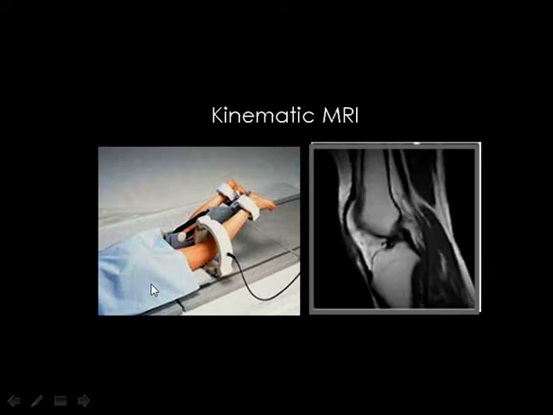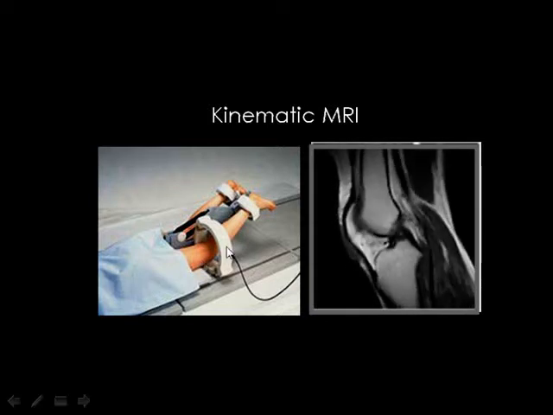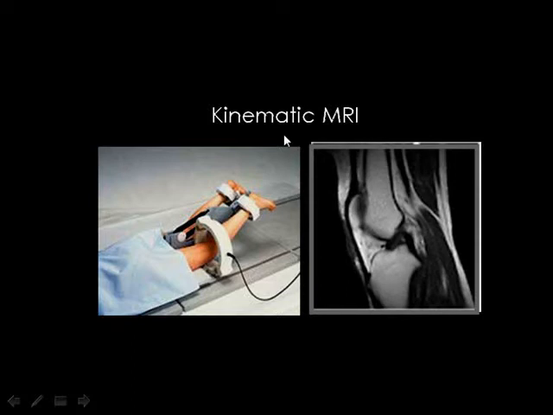It flexes and extends the knee. Then we use a smaller surface coil to enable the knee to be extended and flexed. Then we can image the motion of the knee in order to see any abnormalities. This is known as kinematic MRI.